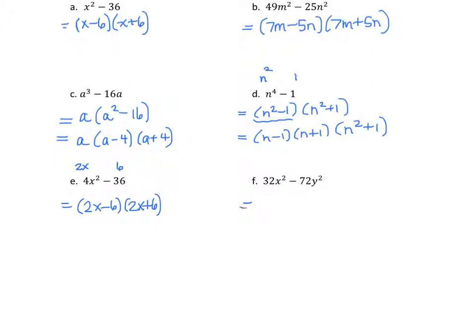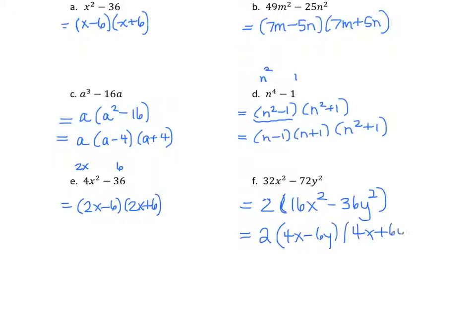If we first common factor out a 2, we will then be left with 16x squared minus 36y squared. That is now a difference of squares. So we'll keep our common factor out here. Now the square root of 16x squared is 4x, and the square root of 36y squared is 6y. So it will be 4x minus 6y times 4x plus 6y, and don't forget to keep your common factor out front. Okay, and that concludes our factoring review.